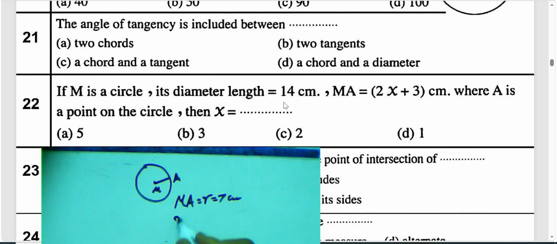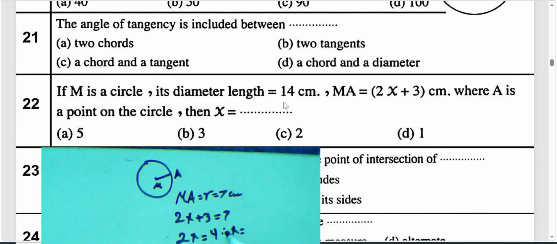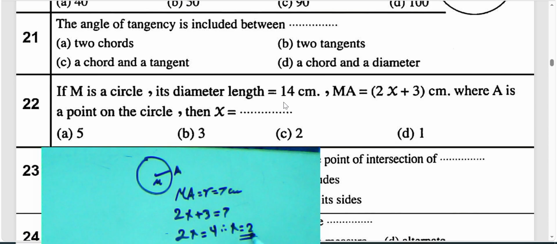Then MA will be 2x plus 3 equivalent to 7. So 2x will be 7 minus 3, which is 4. Then we can find the value of x by dividing by 2. 4 divided by 2 equals 2. Then the value of x here is 2, choose letter C.